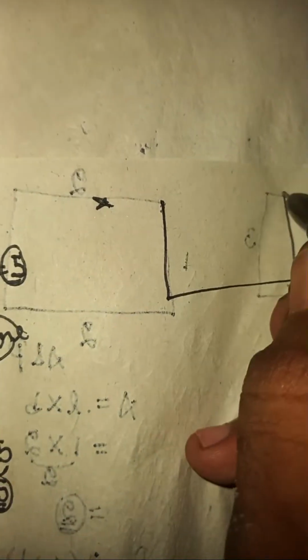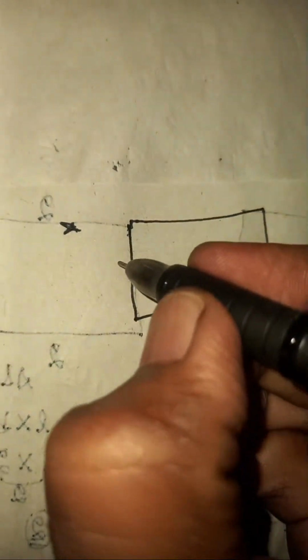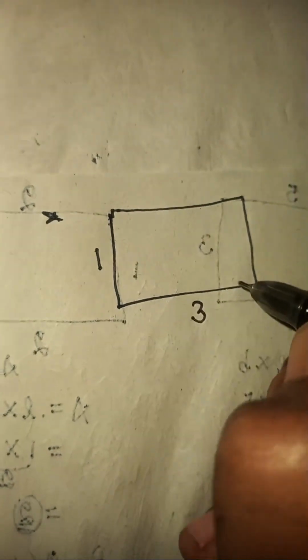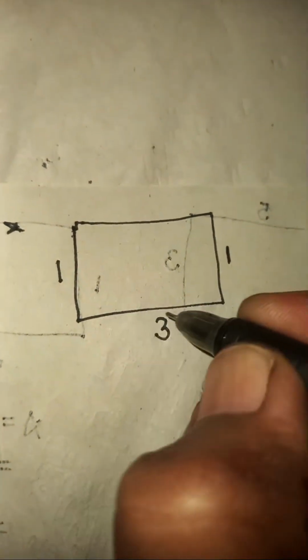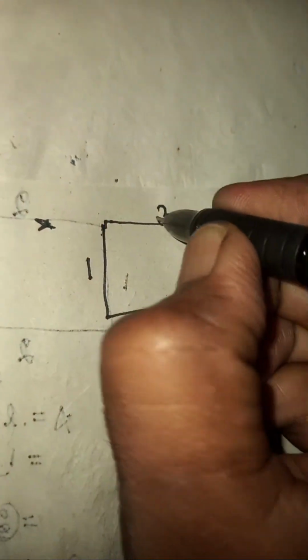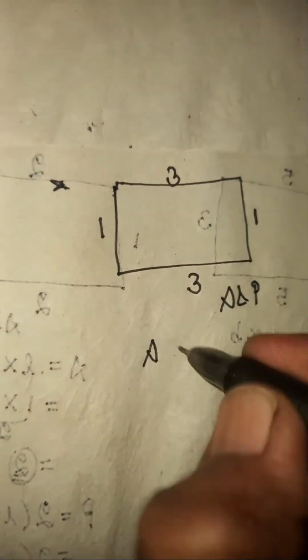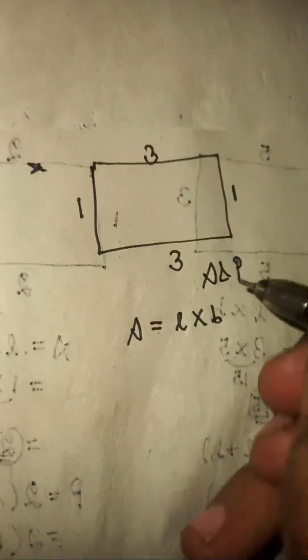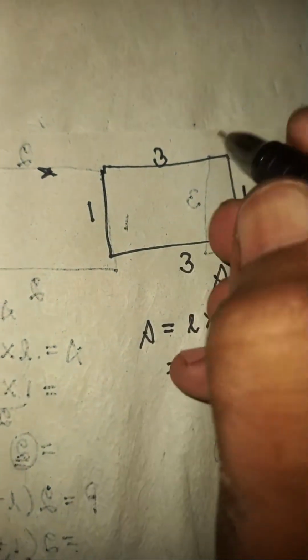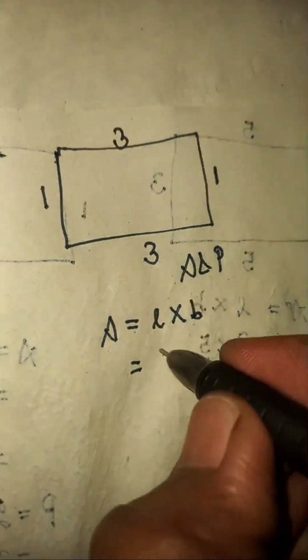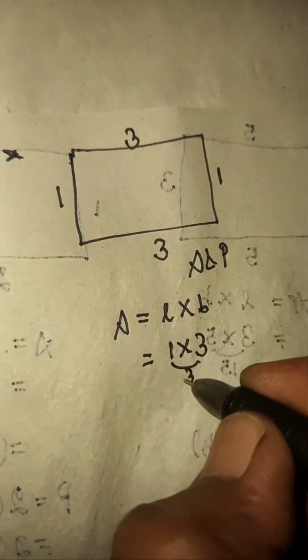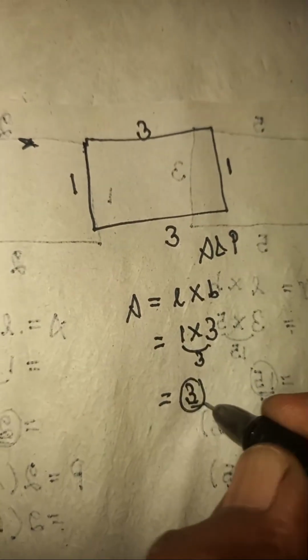Here they have given a rectangle with this side length 1 unit, this side length 3 units, this side opposite it is also 1 unit, and this side opposite is also going to become 3 units. Here also find area and perimeter. Here area is length times breadth, to get the complete area. 1 times 3, which becomes 3 square units.